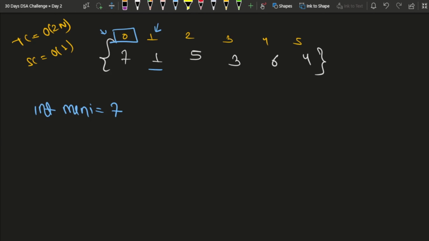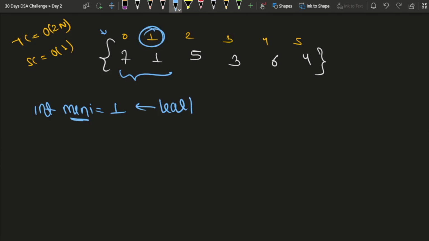Now, my i is at index number 1. So now I'll compare the value present at index number 1, which is 1, with my mini. Is 1 lesser than 7? You will say yes. So now I'll update mini to 1. Now what does this mini signify? It signifies that up to index number 1, the least price of the stock is 1 rupee. I hope it is clear.